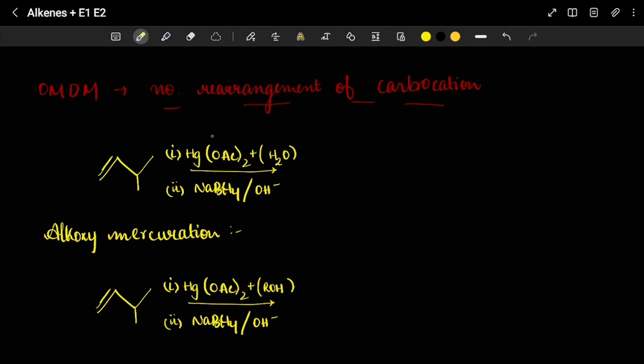Now here we can see HgOAc twice, mercuric acetate and water, and THF is not mentioned, but then also we can understand. So what happens, a Markovnikov product is formed, means where there are more hydrogens, the hydrogen attacks here. You can clearly see there are two hydrogens here, one hydrogen here. So one hydrogen will be here. Hydrogen has occupied this place and the other place will be occupied by OH. Simply do that. So just place an OH here.